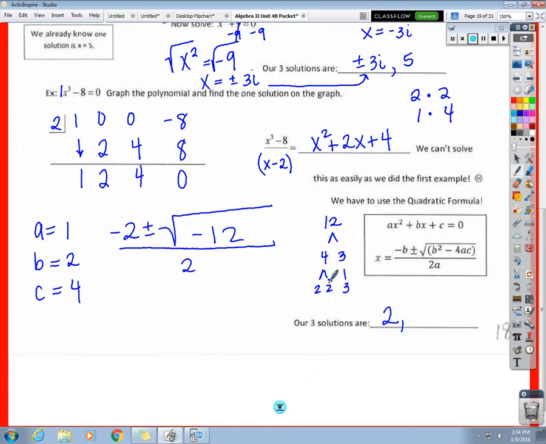Okay, so circle, kill one, get rid of 1, kick 1 out, and then the 3 was being good, so he gets to stay in the house. But since it's negative, you put an i. So now, instead of the square root of negative 12, I can just replace that with 2i square root 3.